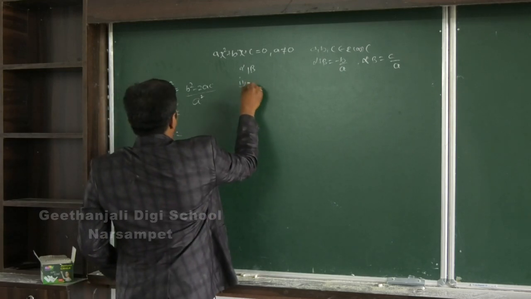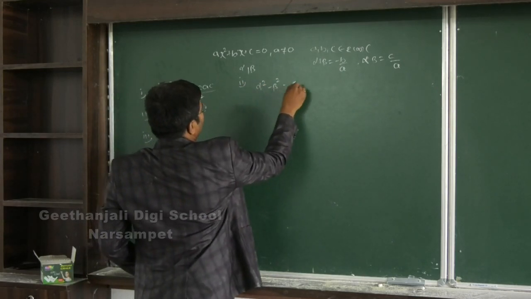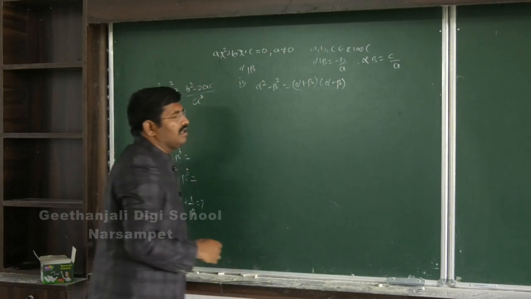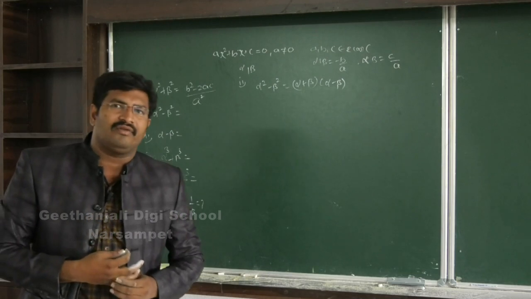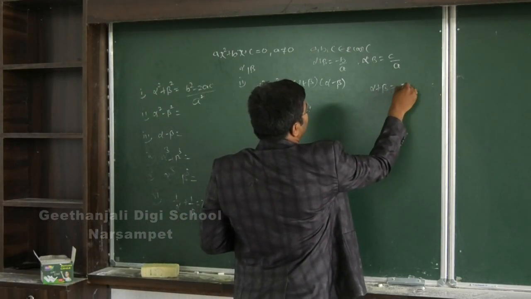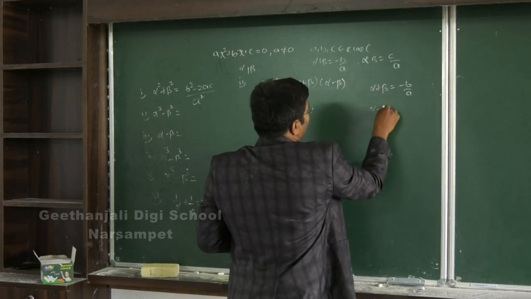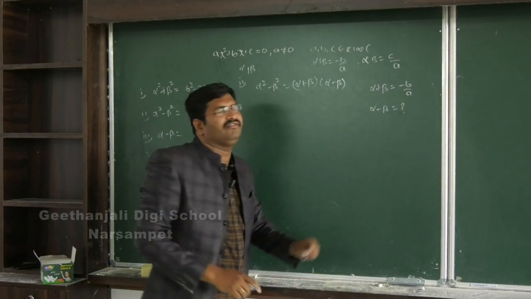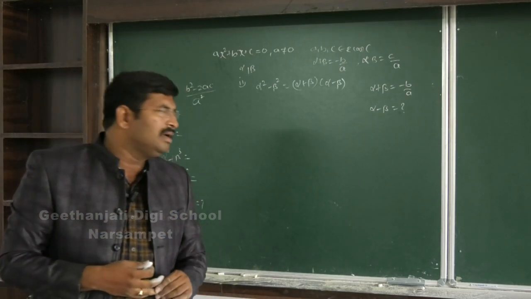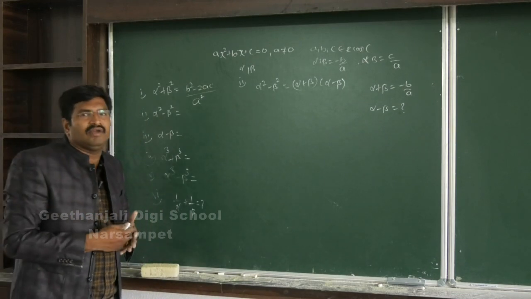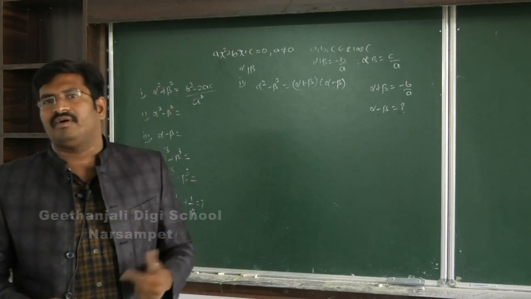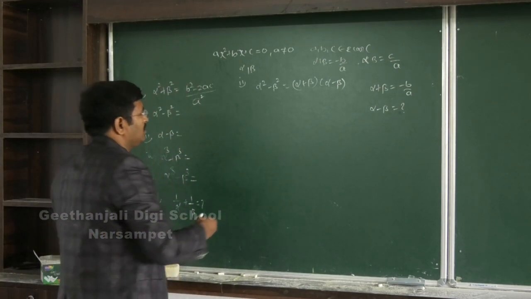Second one, alpha square minus beta square, that is nothing but alpha plus beta into alpha minus beta. Already you know alpha plus beta is equal to minus b by a. You need to find out alpha minus beta and multiply with alpha plus beta. Then you will get the value of alpha square minus beta square. Then how to find the alpha minus beta value? This one also you have to express in terms of alpha plus beta and alpha beta.